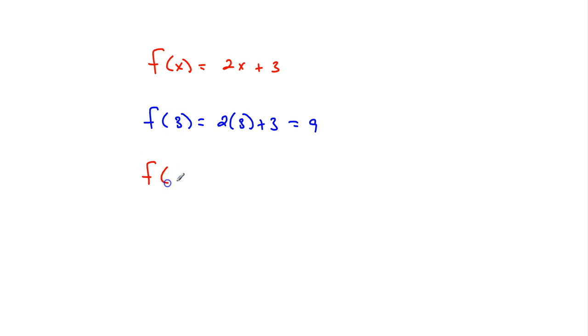What if I plugged in f of a plus b? What do I do with that a plus b? What did you do with the 3? You plugged in for x. What do you do with the a plus b? Plug in for x, right? Same concept. So this just becomes 2 times a plus b, plus 3. And we could simplify it, but the point is, whatever we plug in for x, we plug into the function. If we put a plus b here, we're going to put that in for x also. We're going to use that for how we rewrite these terms.